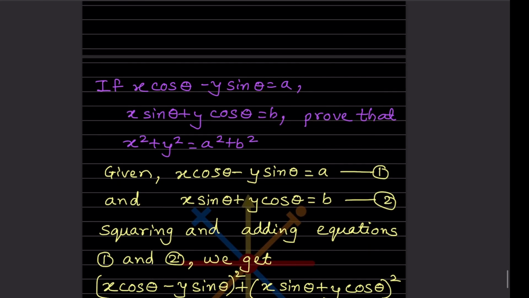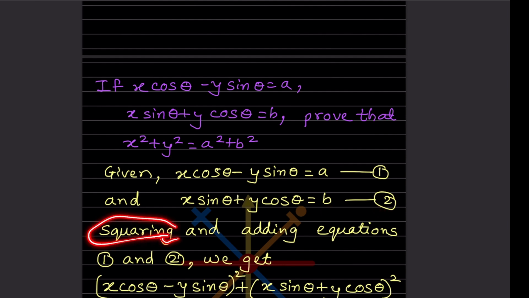If x cos theta minus y sin theta is A, and x sin theta plus y cos theta is equal to B, prove that x square plus y square is A square plus B square. So this is given: x cos theta minus y sin theta, that is A. This will be equation number 1. Then x sin theta plus y cos theta, that is B, equation number 2.